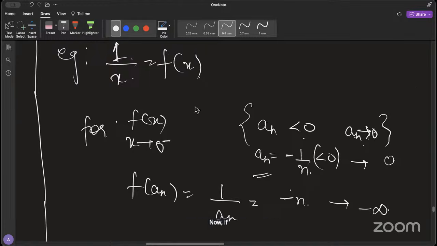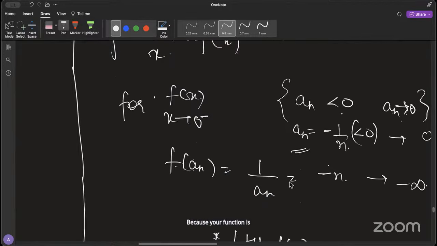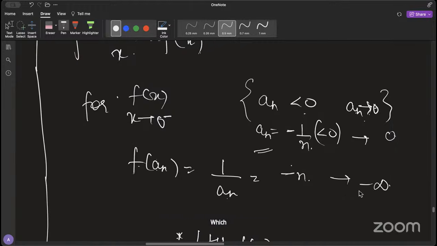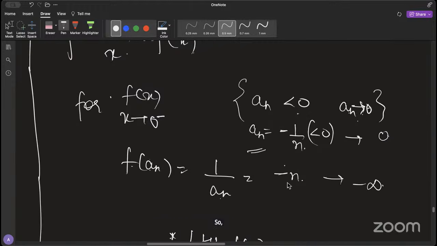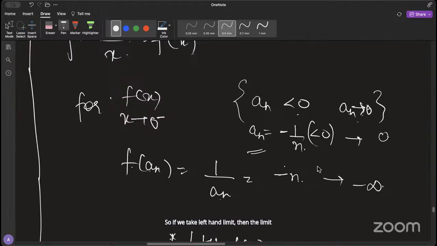Now, if I substitute it here, if I find f of a_n, this is also a sequence. f of a_n will be 1 by a_n because your function is 1 by x, and a_n's value is minus 1 by n, which gives me minus n. So when n tends to infinity, my minus n tends to minus infinity. What's the problem? If we take the left-hand limit, then the limit should tend to positive infinity because of the minus sign before n.